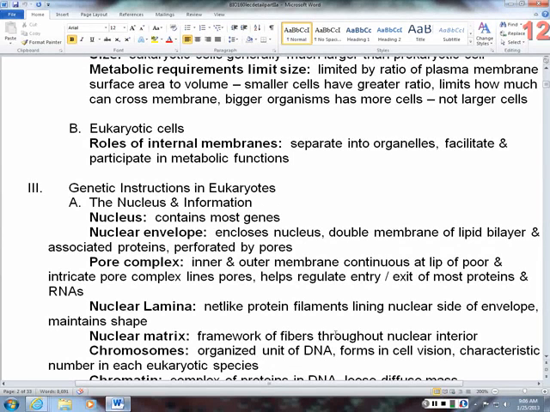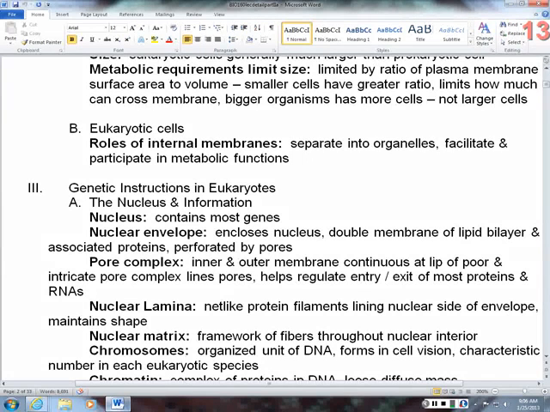So the pore complex has an inner and outer membrane that's continuous at the lip of the pore, and you've got an intricate pore complex that's going to line it. So it actually is made up of membrane that kind of creates like a little lip on there for going in and out of. And they're not just a free hole for things to go in and out of. It's going to have specific requirements of what goes in and out in there.